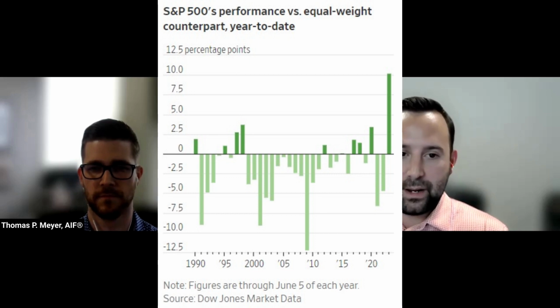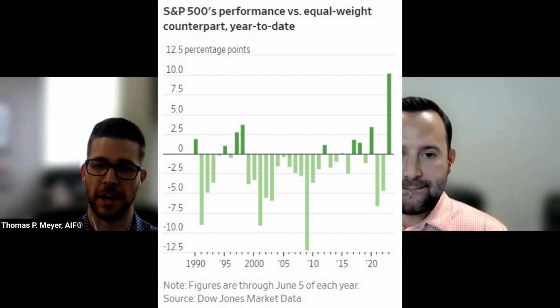And then finally, this chart from the Wall Street Journal, again, showing the same information, just in a different form, and just illustrating the S&P's performance versus an equally weighted ETF, again, well over 10 percentage points. And that's as of June 5th, which, going back in this chart to 1990, is the biggest dispersion so far. So pretty wild to see.